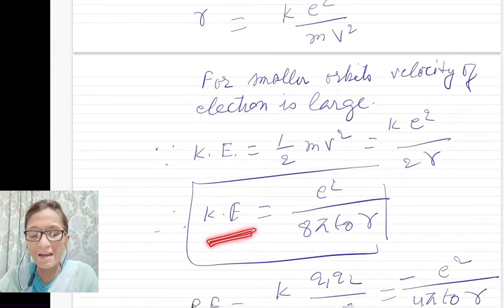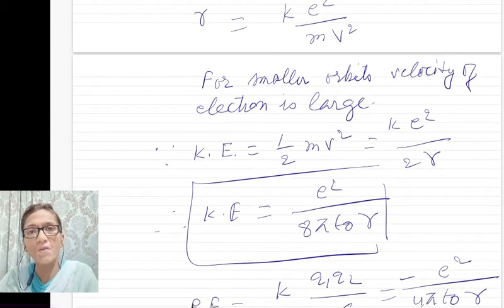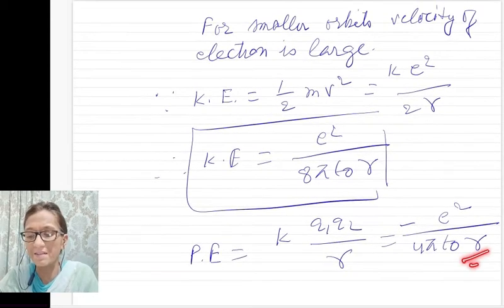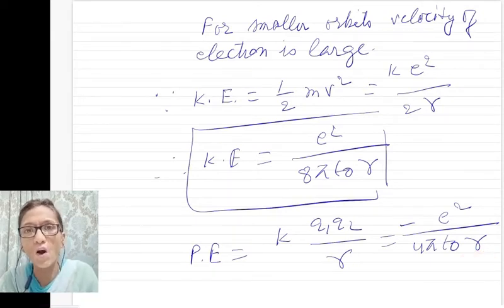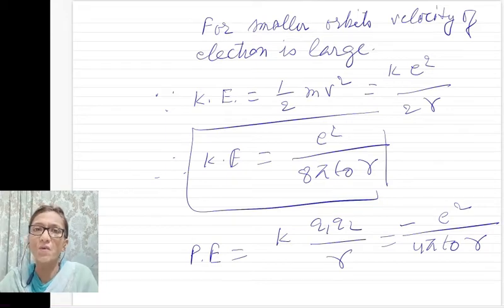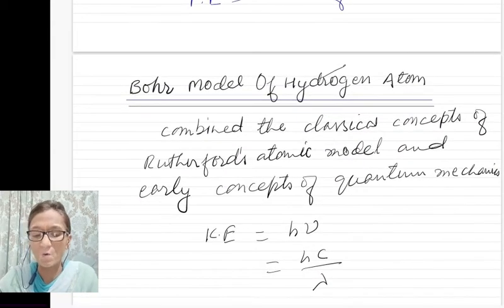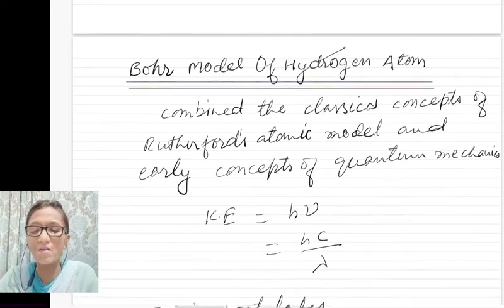And therefore, kinetic energy of different electrons could not be obtained because they were dependent on radius. Potential energy also could not be obtained for all the electrons which were revolving around a nucleus. Now, Bohr model of hydrogen atom.